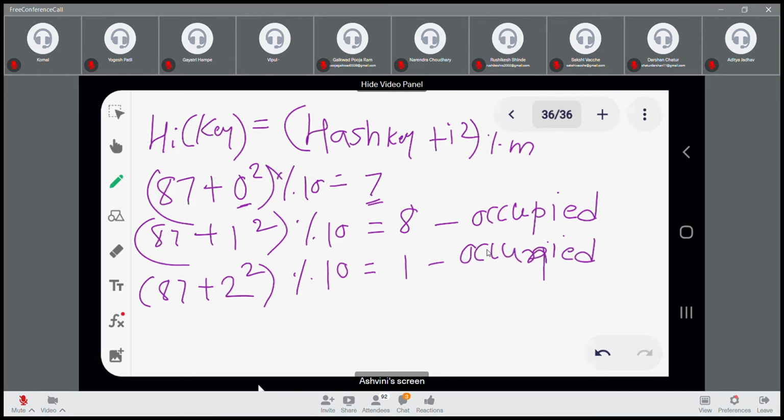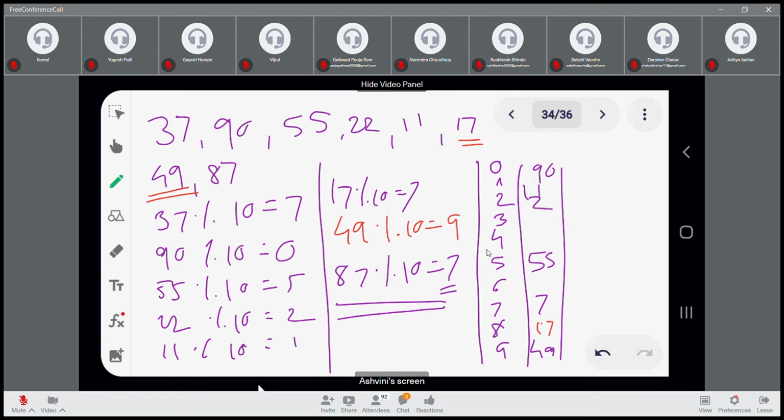So you need to check the next index. Now next index is 3. 87 plus 3 square mod 10, tell me the answer. Yes, 96. That means mod 10 value is 6, isn't it? So this slot is free. 6 is free, so you can place 87 at position 6.